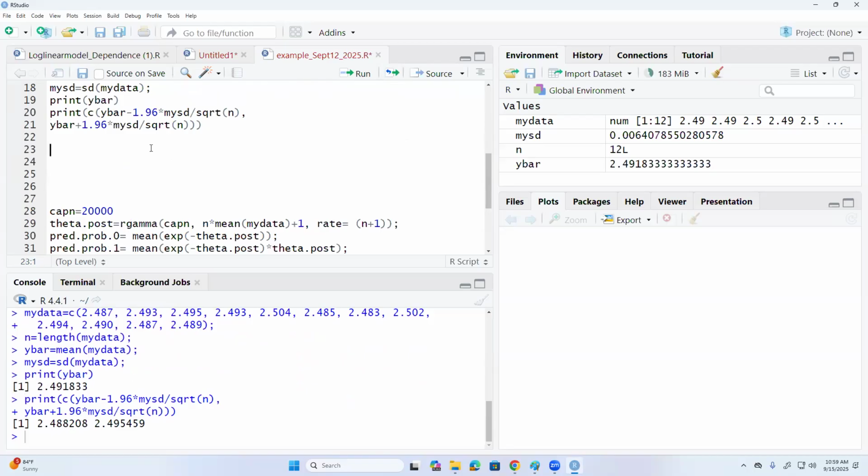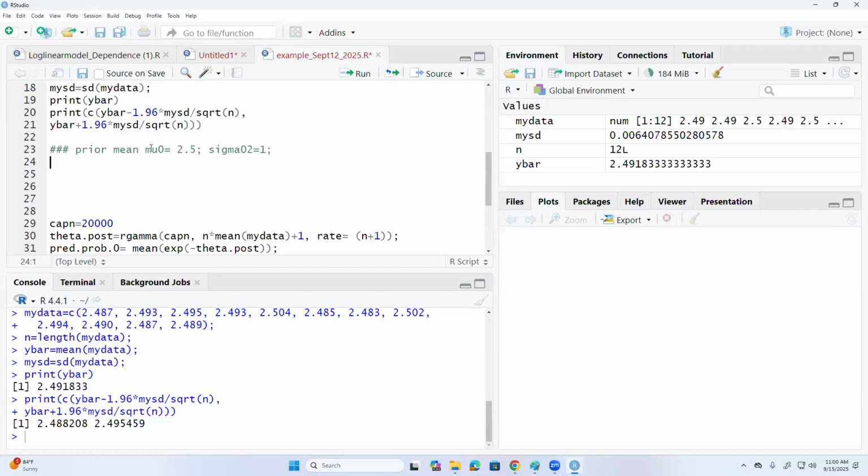Now let's do the Bayesian method. For the Bayesian method, we need to specify the prior distribution, the prior parameters. Prior mean, mu 0, you can say 2.5, and the standard deviation, suppose I say 1. Sigma 0 square is 1.